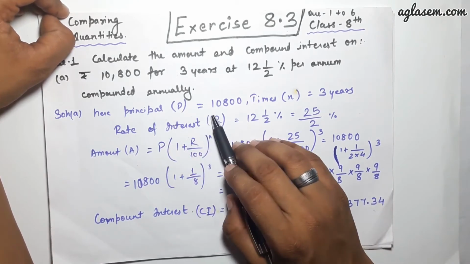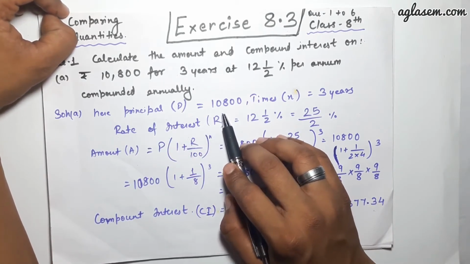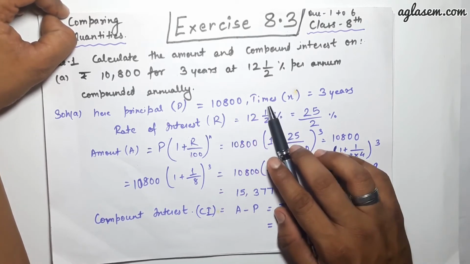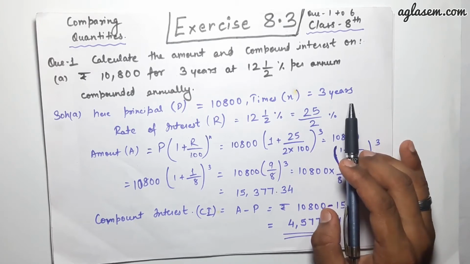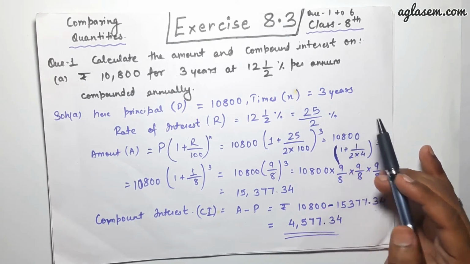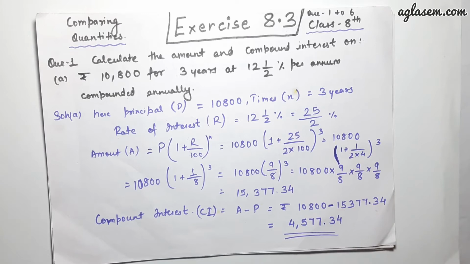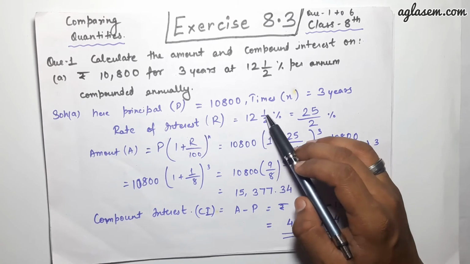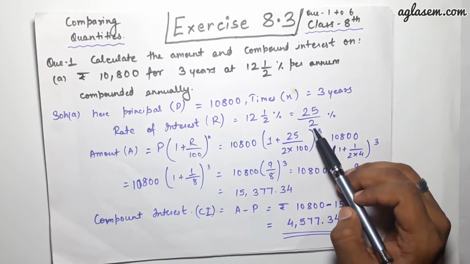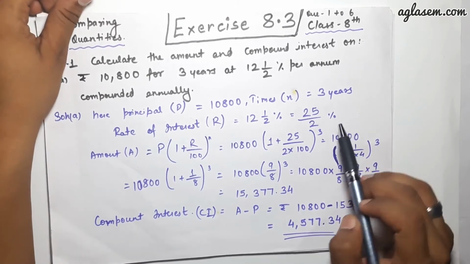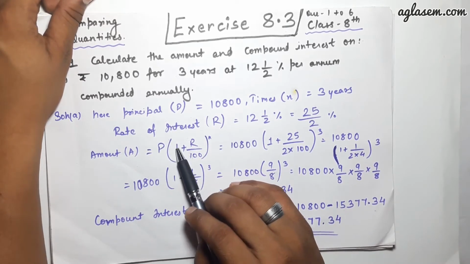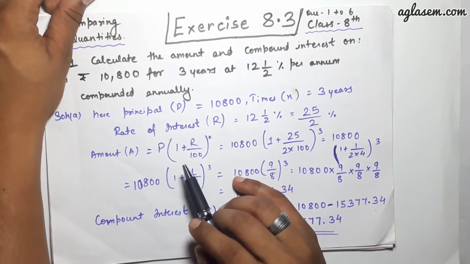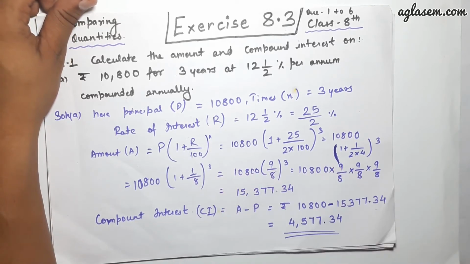Here principal P is equal to 10,800. Time denoted as N is equal to 3 years. Rate of interest denoted as R is equal to 12 1/2%. So now we have to convert it into a fraction. So 12 1/2 is equal to 25/2%. So the amount is P bracket close 1 plus R upon 100 to the power N, is equal to 10,800.